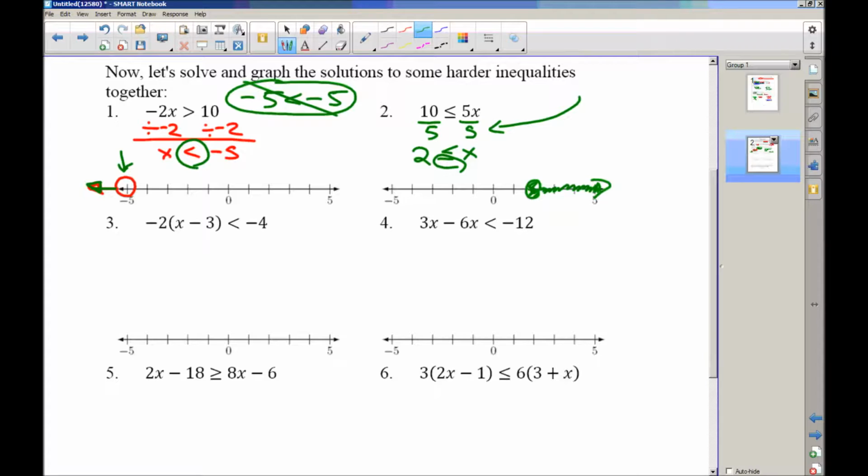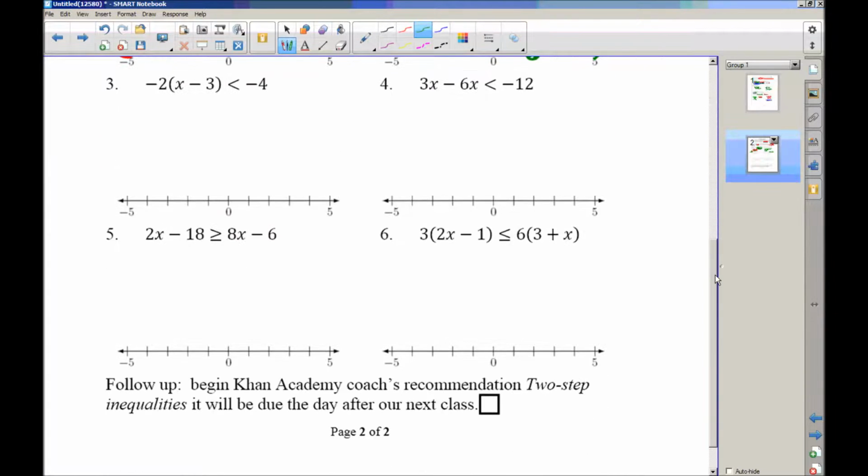Number 3, first thing I'm going to do is my distributive property. So I'm going to get negative 2x plus 6 is less than negative 4. And then I'll solve my two-step equation. So negative 2x is less than negative 10, and then divide both sides by negative 2. And that's going to flip my inequality. So my circle is going to go on 5. And we're going to shade to the right. And once again, I did not fill in the circle because there is no bar for equal. It's only greater than 5.